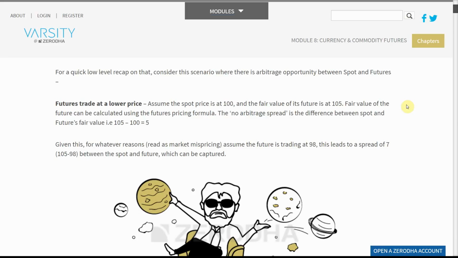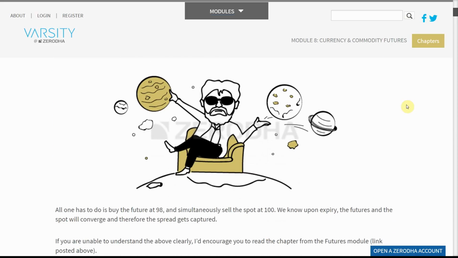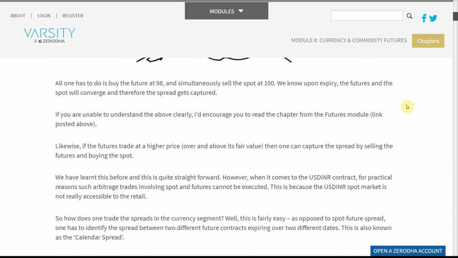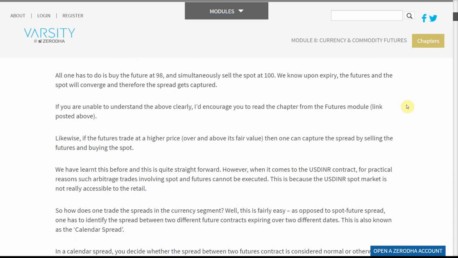Given this, for whatever reasons, read as market mispricing, assume the future is trading at 98. This leads to a spread of 105 minus 98 between the spot and future, which can be captured. All one has to do is buy the future at 98 and simultaneously sell the spot at 100. We know upon expiry, the futures and the spot will converge and therefore the spread gets captured. If you are unable to understand the above clearly, I'd encourage you to read the chapter from the futures module, link posted above.